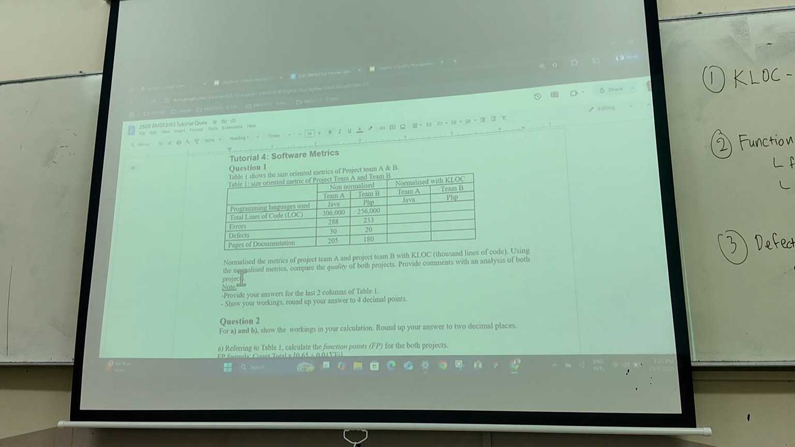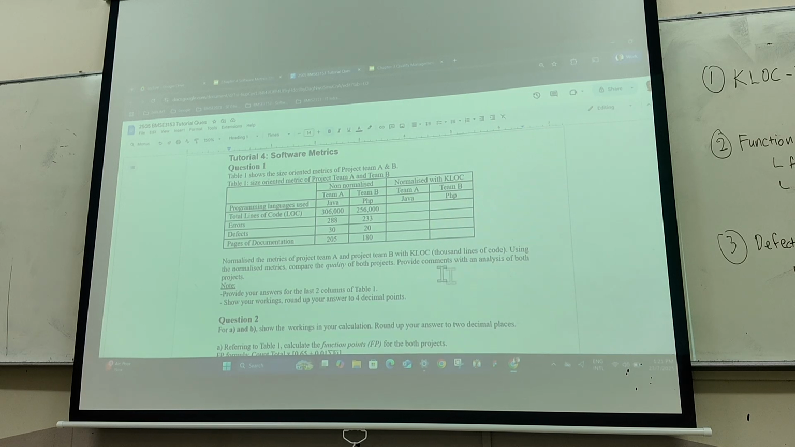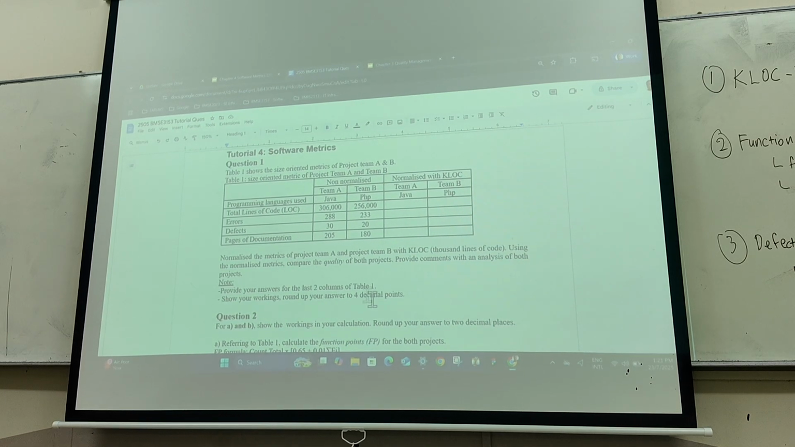So the question is, the request is normalize the metrics of project team A and project team B with KLOC, thousands of lines of code. Use the normalized metrics and compare the quality of both the projects. Okay. Then provide comments and analysis of both projects.